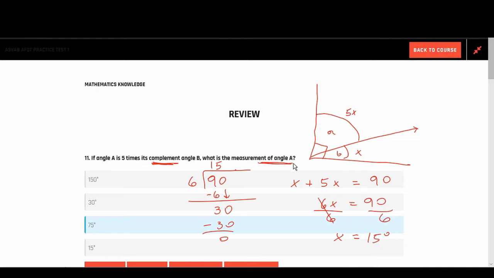We want to find the measurement of angle A. We know x represents angle B, which is 15 degrees. And angle A is 5 times angle B. So we can do 15 times 5. 5 times 5 is 25. Carry the 2. 5 times 1 is 5, plus 2 is 7. So we know this is 75 degrees. And therefore, that's our answer. Again, 75 plus 15 is 90 degrees. Okay, so just using our knowledge about complementary angles and some very basic algebra, we can solve this problem pretty easily.